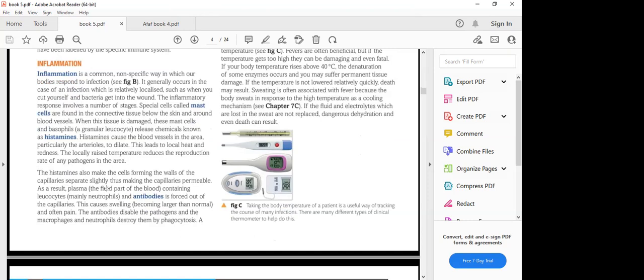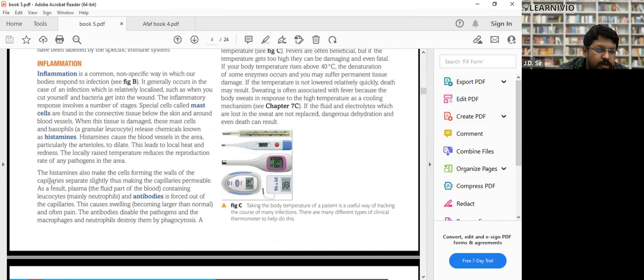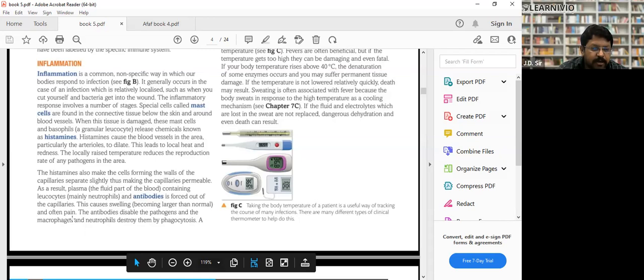Histamine also makes the cells of the wall of the capillaries separate slightly, thus making the capillaries permeable. As a result, the plasma fluid of the blood containing the leukocytes, mainly neutrophils, and antibodies is forced out of the capillary. So I have already told you that they come out of the capillary. This causes swelling, and the area becomes larger than normal. This causes swelling and often pain.